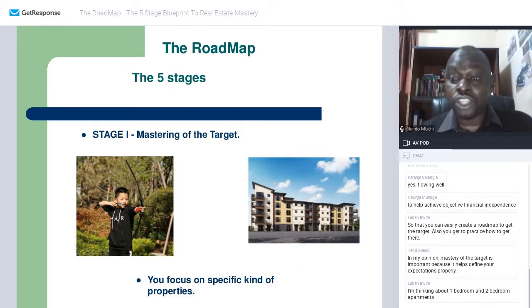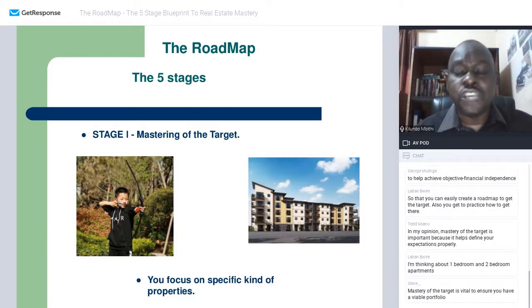Yes, Laban, you're right. It's important to have mastery of the target, the asset class. I want this to be as simple as possible. It's important to master the asset class that you're going to buy because it's supposed to take you to your final destination. Okay, so that's great from Laban.